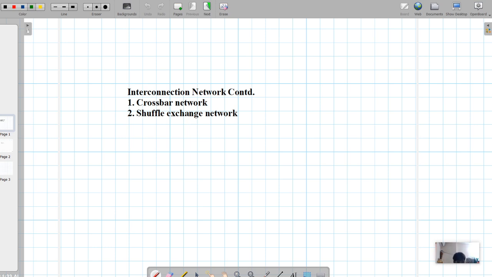Okay, fine. Let's start today's session. Today we are going to learn about crossbar network and shuffle exchange network under interconnection network for multiprocessor architectures.